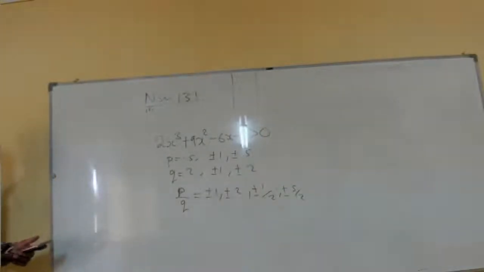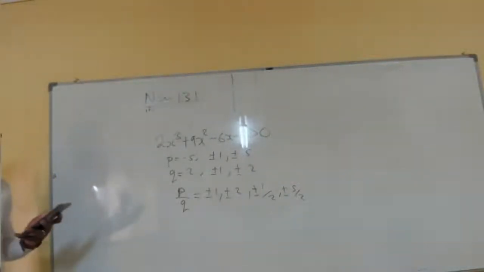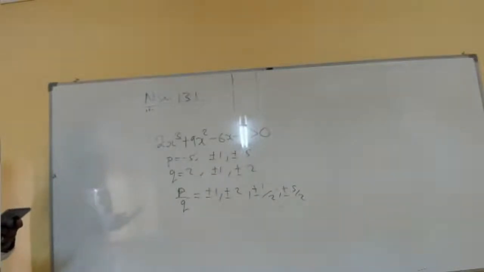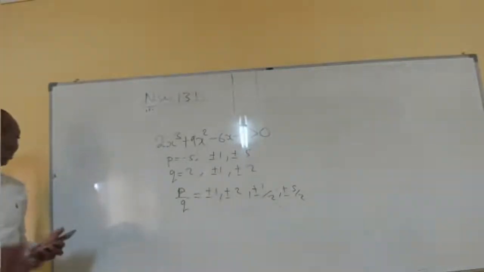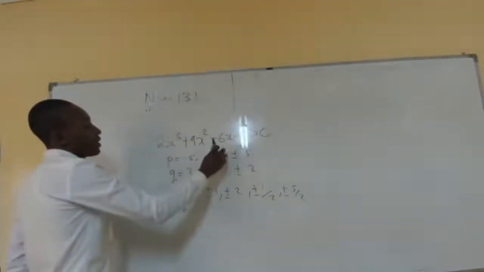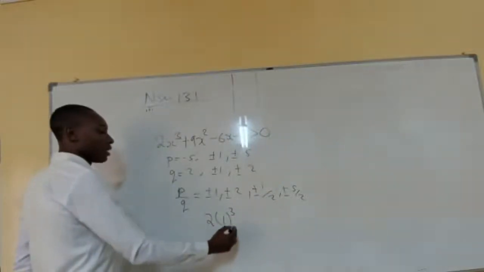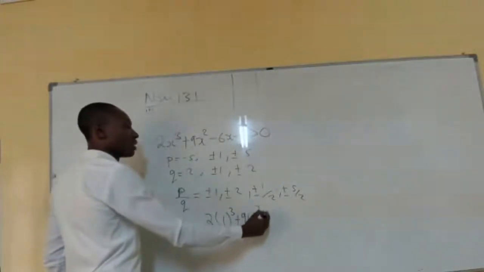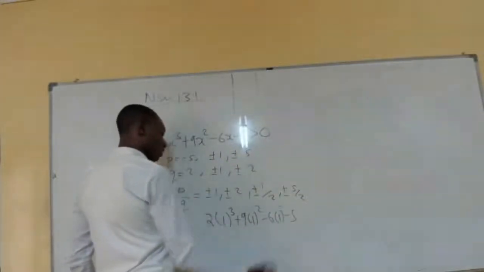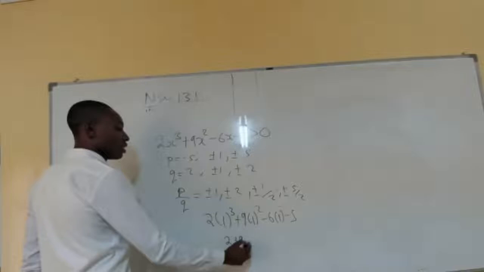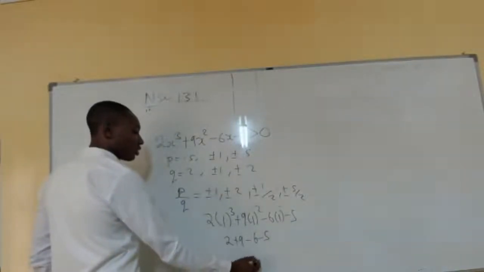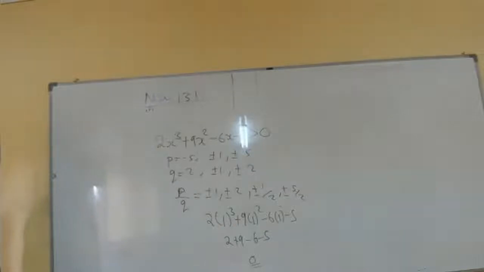So let's try maybe just the first one, which is 1. We'll try positive 1. If we put positive 1 there, what do we get? Would this give us 0? Positive 1 gives 2 times 1 to the power 3 plus 9 times 1 squared minus 6 times 1 minus 5. So we have 2 plus 9 minus 6 minus 5, which is 0, because 9 plus 2 is 11 and -6 minus 5 is also -11. So the first root that we have is positive 1.